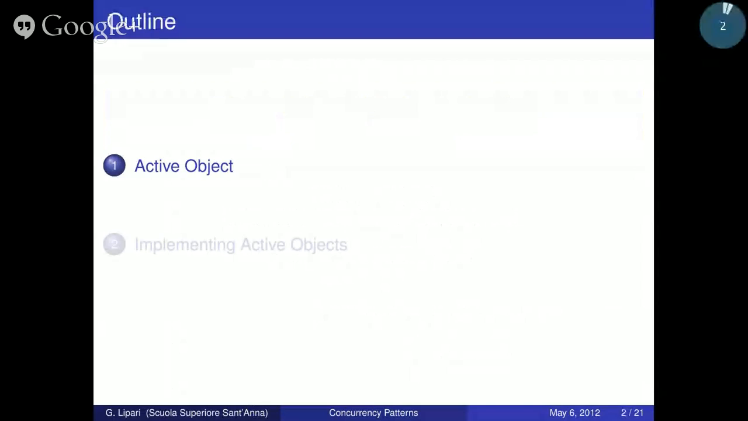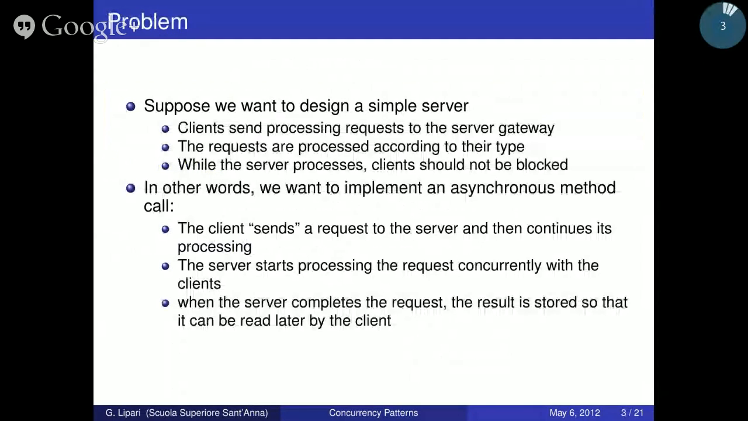Active objects. So what is an active object? Suppose you want to design a simple server, and clients send processing requests to the server, and the requests are processed according to their type. While the server processes, clients should not be blocked, of course. So you want to implement some sort of asynchronous call.